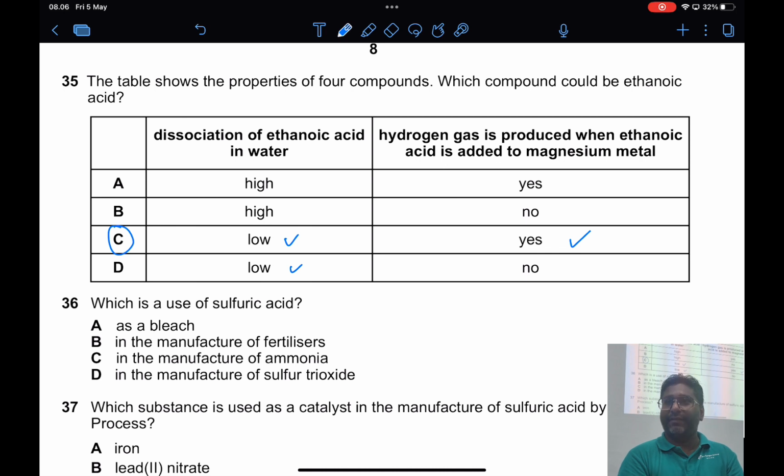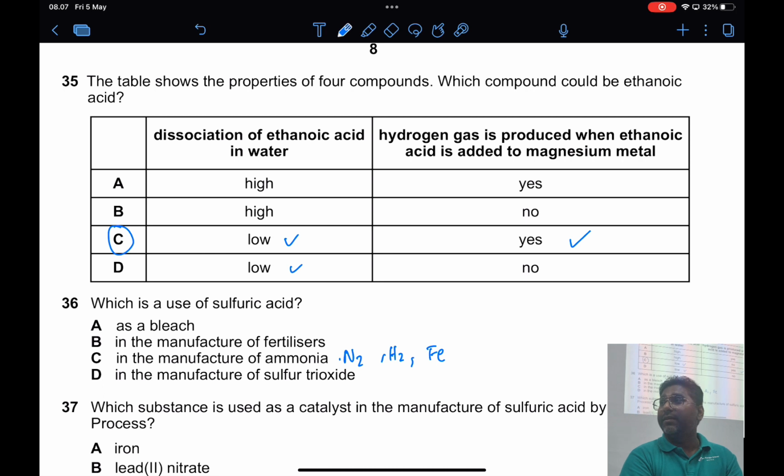Manufacturing of fertilizers requires sulfuric acid, but let's say you don't know. Let's focus on the manufacturing of ammonia. To manufacture ammonia, the process is called the Haber process, and it uses nitrogen and hydrogen gas, and they are going to use the iron catalyst.